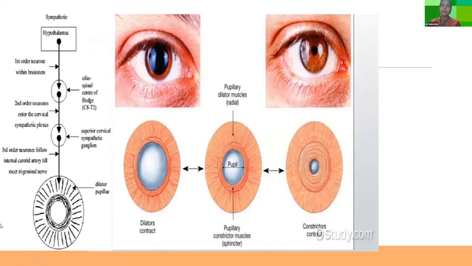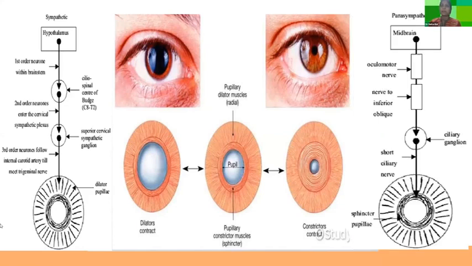These are under the control of the sympathetic nervous system, which is regulated from the hypothalamus. Whereas the central muscles, which we can see, that is the circular muscles, when they contract lead to the decrease in the aperture of the pupil, and these muscles are the sphincter pupillae. The sphincter pupillae is regulated by the parasympathetic nervous system from the midbrain, the Edinger-Westphal nucleus.